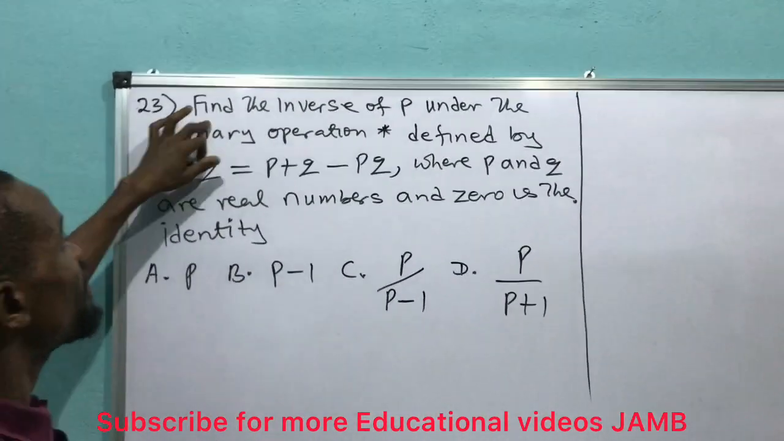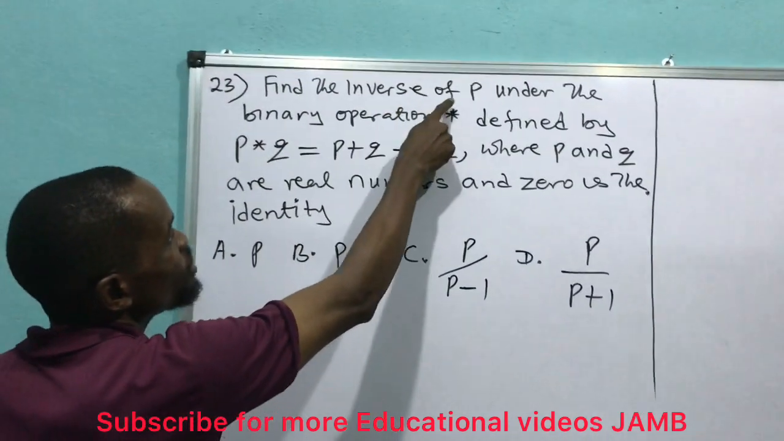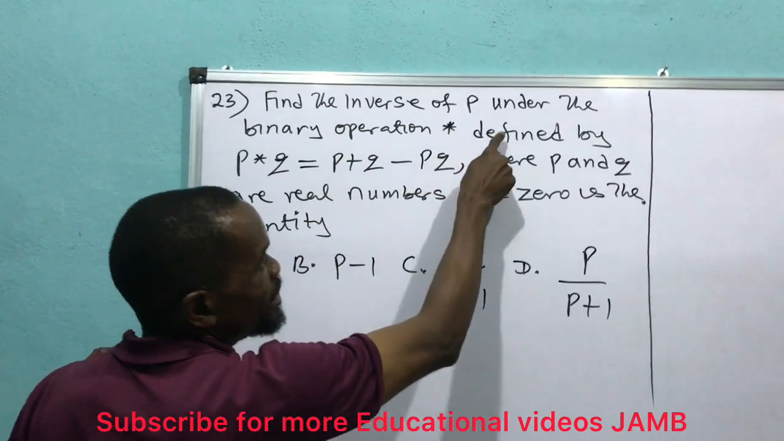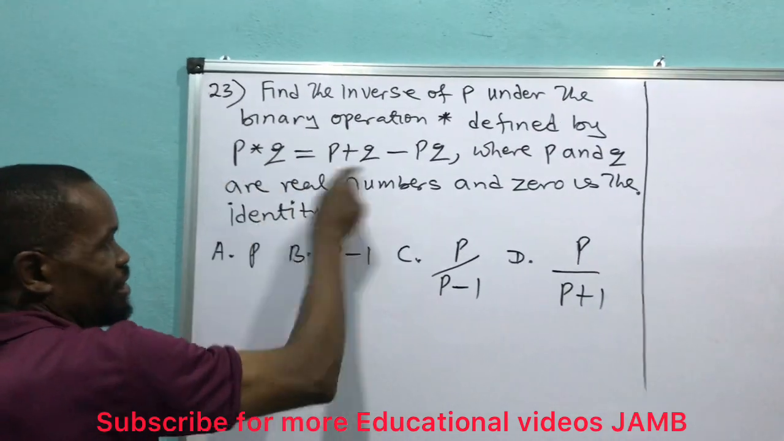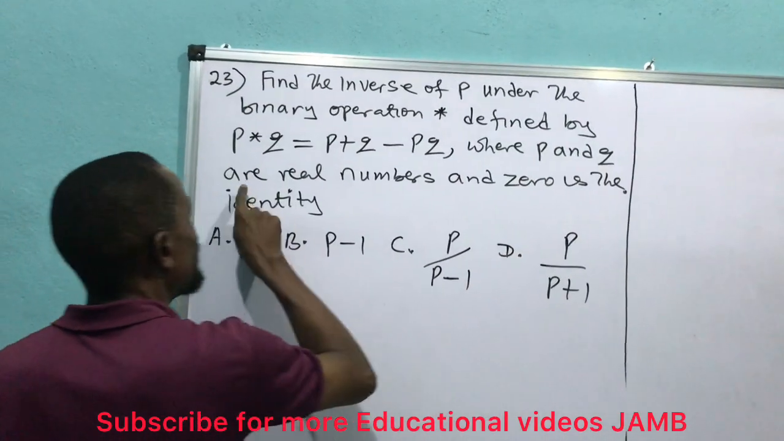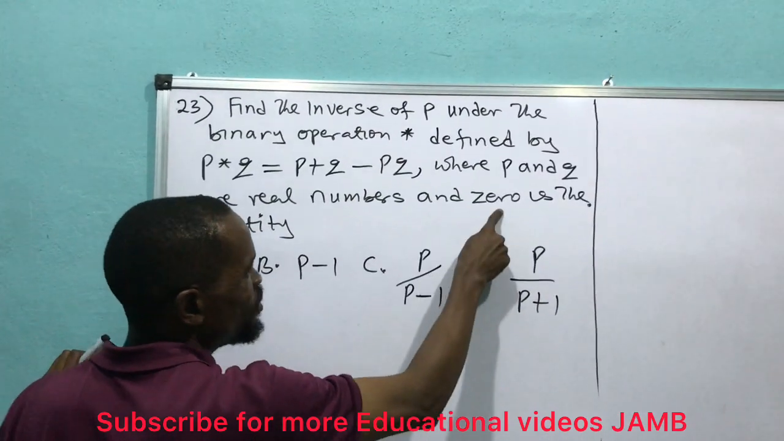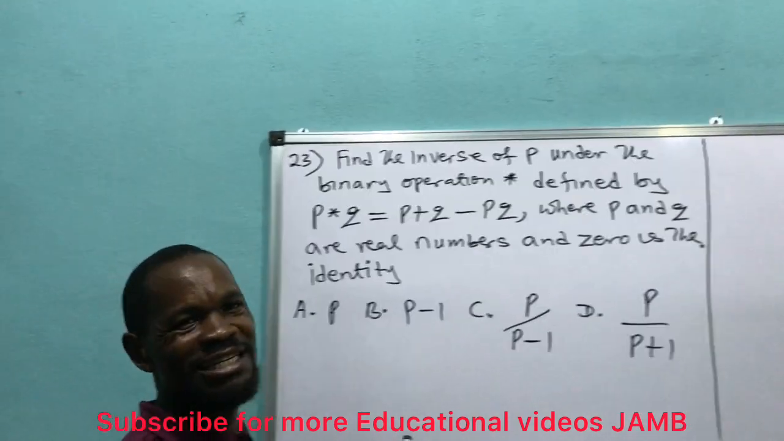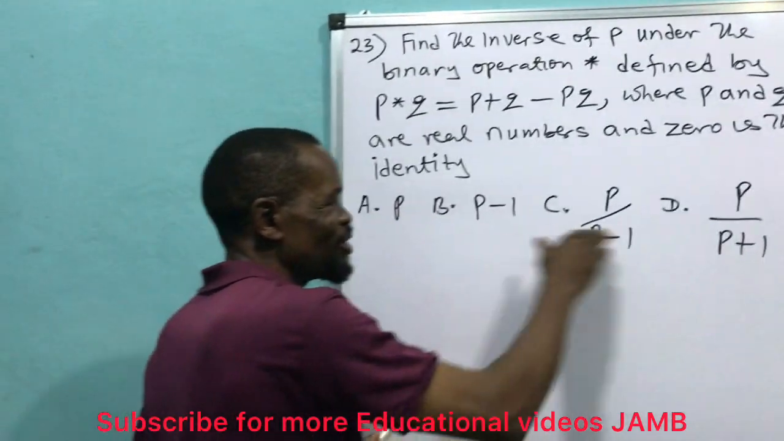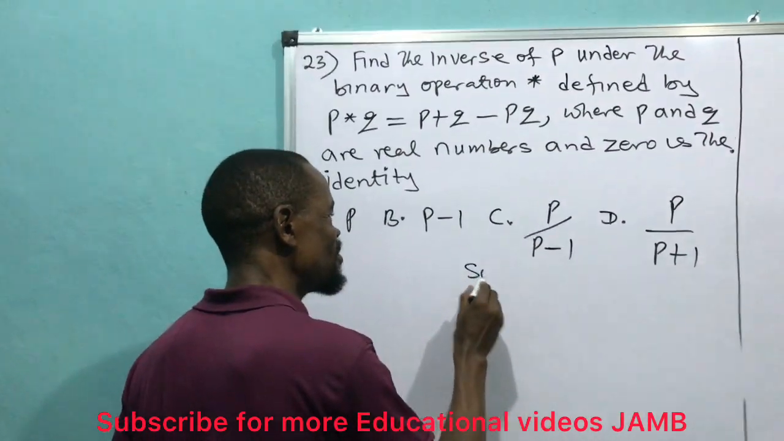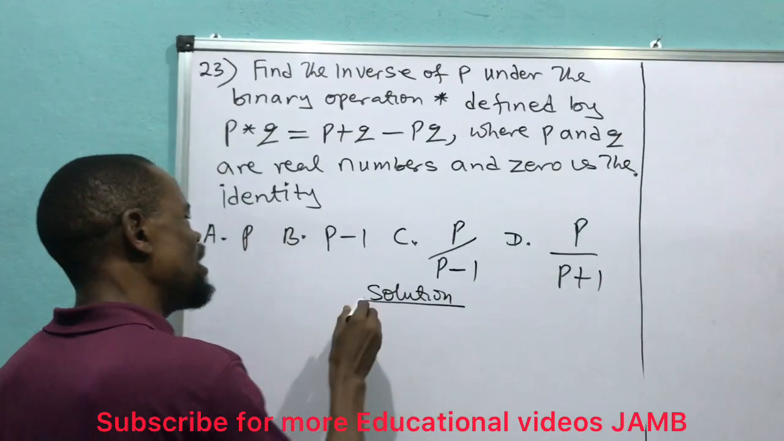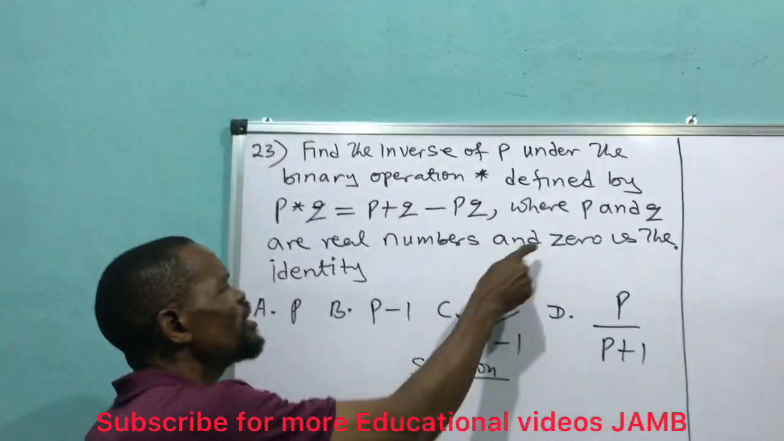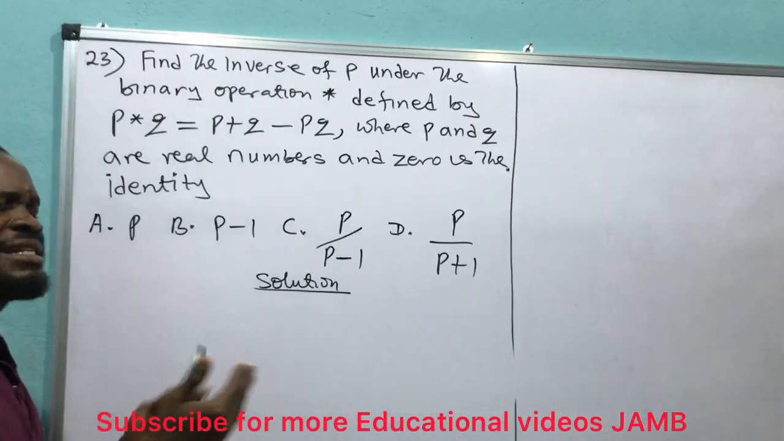There is question number 23. Question number 23 says find the inverse of P under the binary operation defined by, look at the definition, where P and Q are real numbers and 0 is the identity. They have mentioned the identity for us, making things very easy. Then let's look at the options they give us. Let's go to the solution. In this question, they make things easier for us by giving us the identity element.